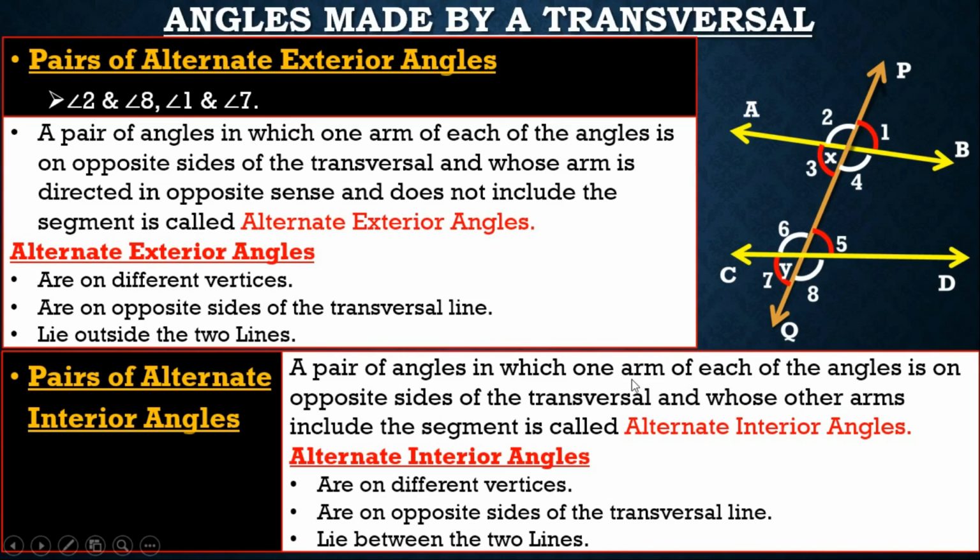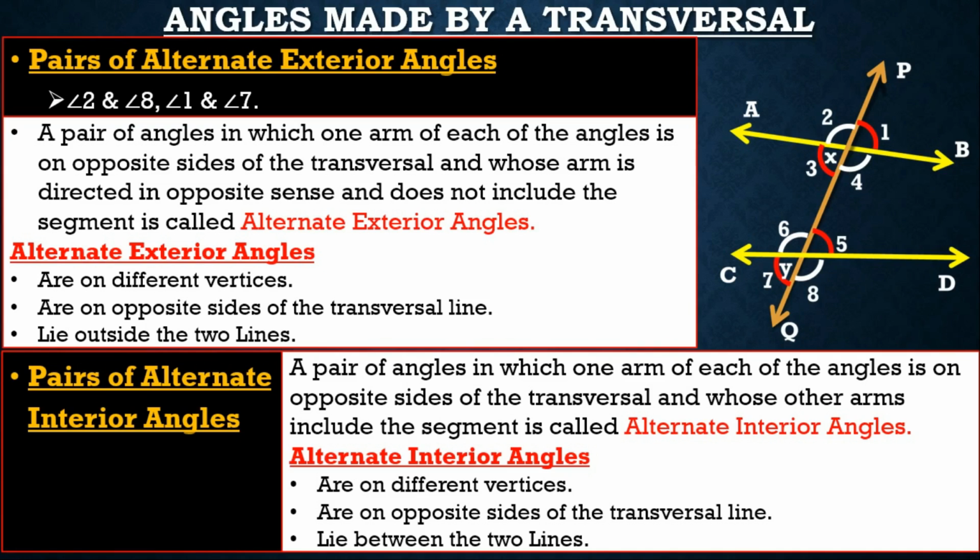alternate interior angles. So alternate interior angles are always on different vertices, they are on the opposite side of the transversal line, as we have already seen, and lie between the two lines. So these angles are always lying between the two coplanar lines.